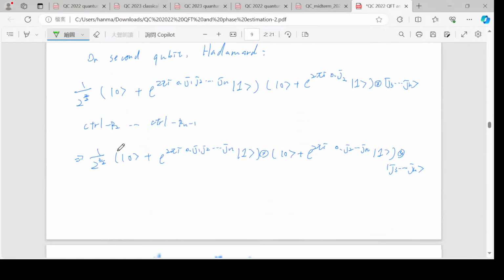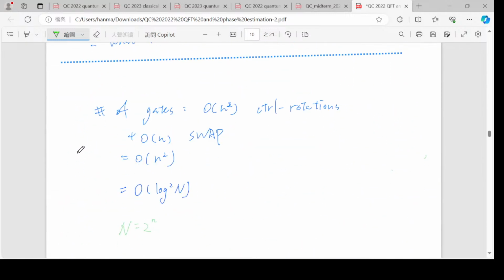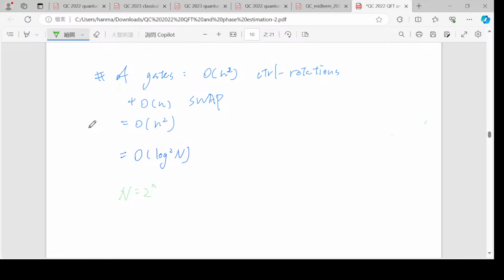Okay, and finally, let's see how fast this is. How many gates do we have? We have order n squared control rotations, because it's like n plus n minus 1 plus n minus 2, all the way to plus 1. Or I guess control rotation and Hadamard plus Hadamard.